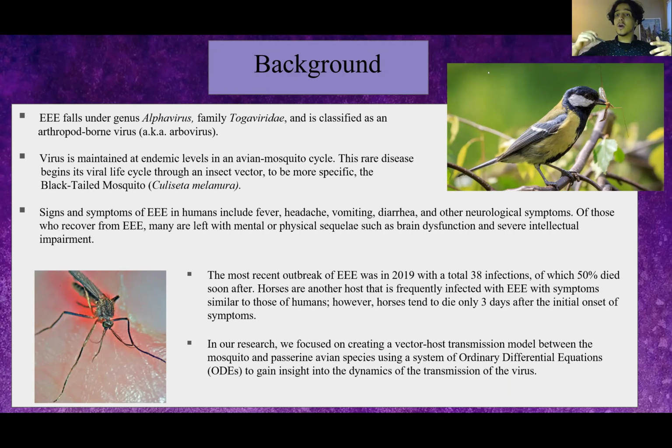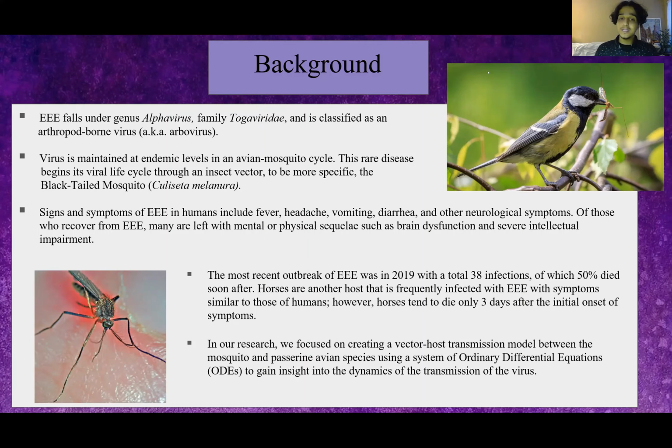Of those who are infected and whose central nervous system is affected, they have one of two ways of going. Either they pass away within 1 to 2 weeks after the initial onset of symptoms, or they tend to have lifelong neurological or physical sequelae, such as brain dysfunction or severe intellectual impairment. Most of these people tend to pass away within 2 to 3 years, as their brain dysfunction becomes way too severe and they get termed as brain dead.